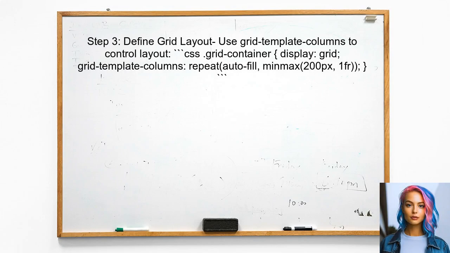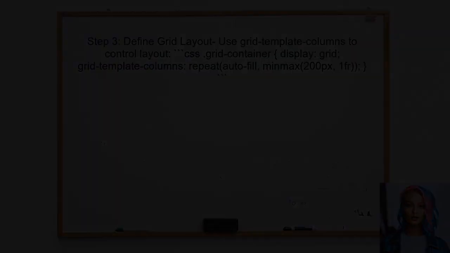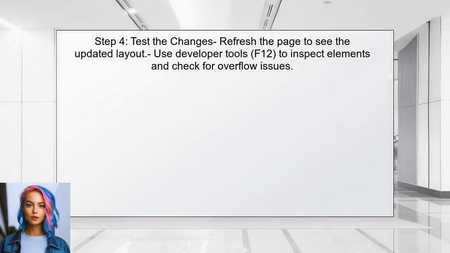Now, the user should ensure that the grid layout is correctly defined in the CSS. Using properties like grid-template-columns can help maintain the layout within the content borders. Finally, the user should test the changes by refreshing the page and checking the layout. If the grid still overflows, they may need to inspect the elements using developer tools to identify any additional issues.